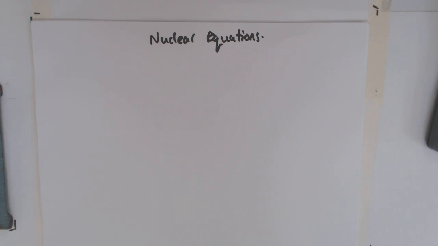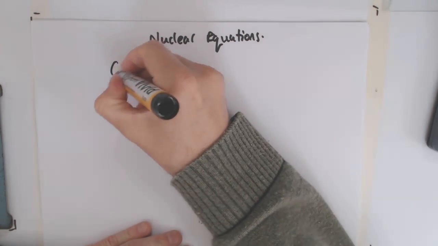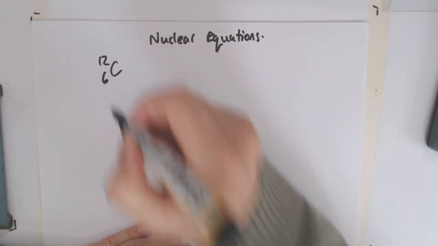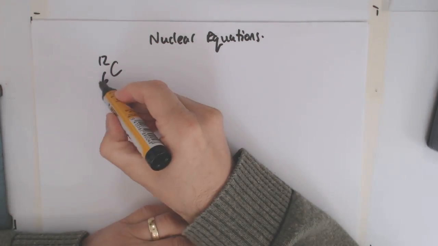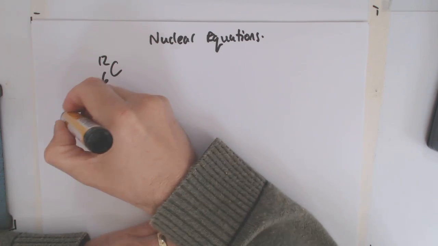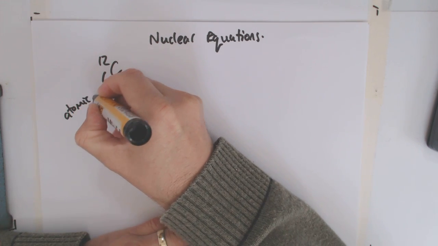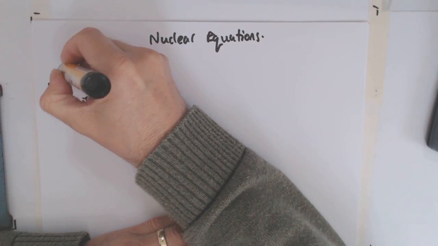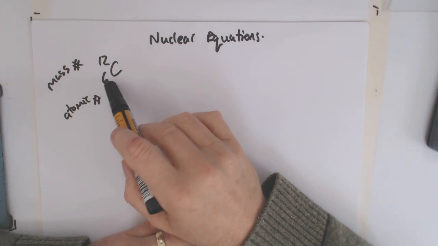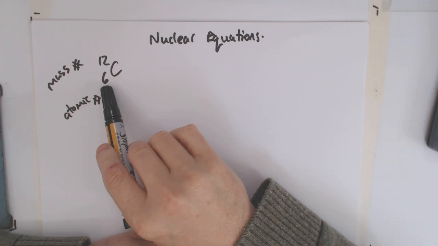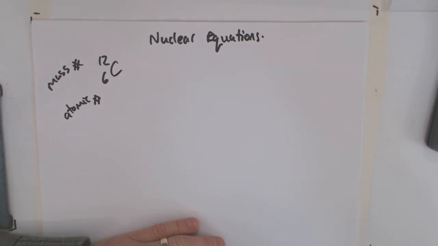What I want to look at here is nuclear equations. Now, you hopefully all saw things like this in your earlier days, which was a carbon, and the number here was the atomic number, and the number above was the mass number, which is protons and neutrons. So if you want to know the neutrons, you just subtract the proton number 6, or the atomic number, from the 12, and we know this has got 6 neutrons.